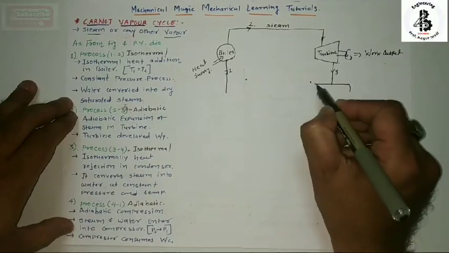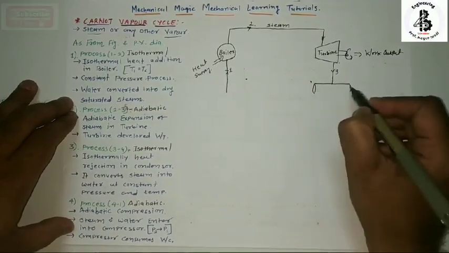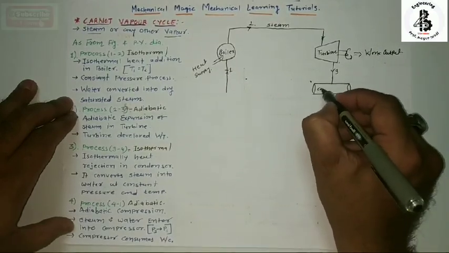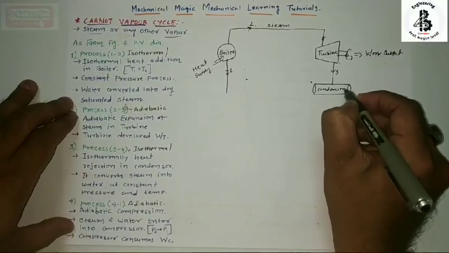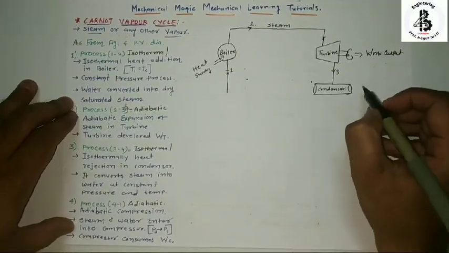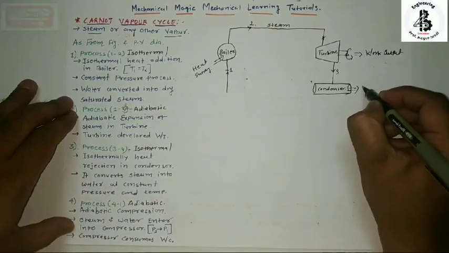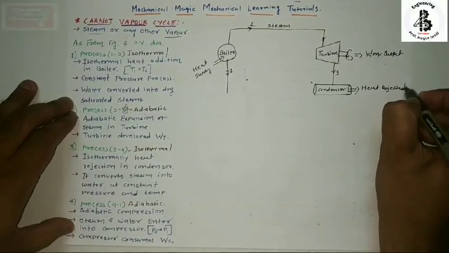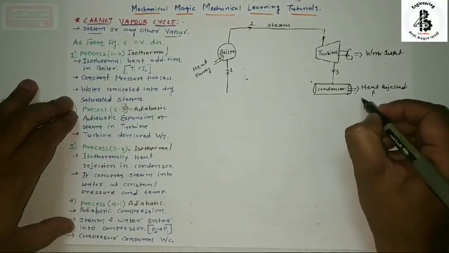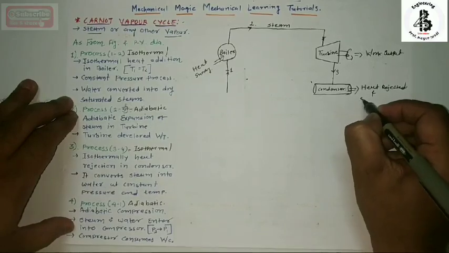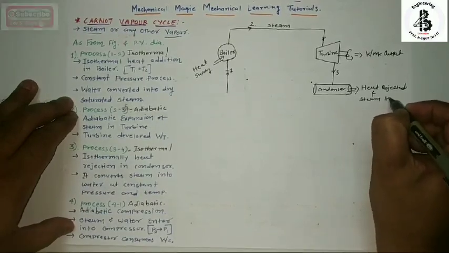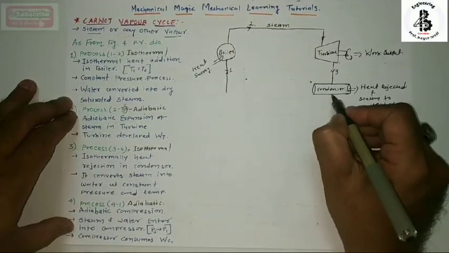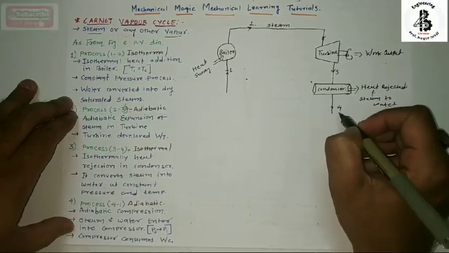After that, expanding once again, the remaining steam goes into the condenser. Once again it converts into water by rejecting heat. So heat is rejected, and you can also write down steam to water. In the case of the condenser process, that will be 3 to 4.